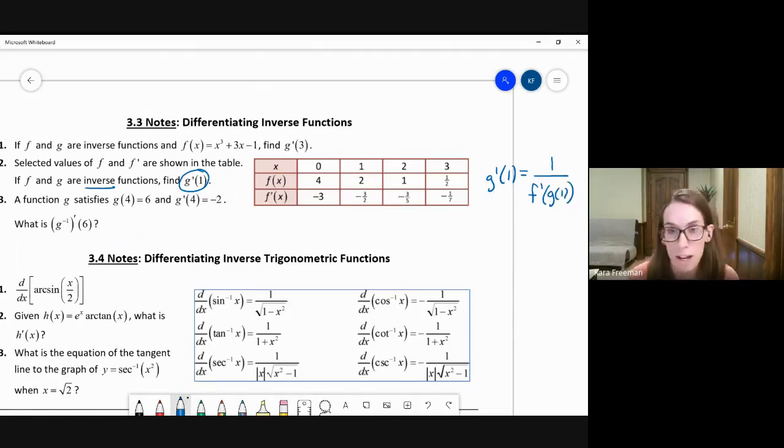The reason I do that is because that tells me what I need to find. Okay, so as soon as you see I'm doing an inverse problem, I'm looking for a derivative, use your inverse derivative rule.